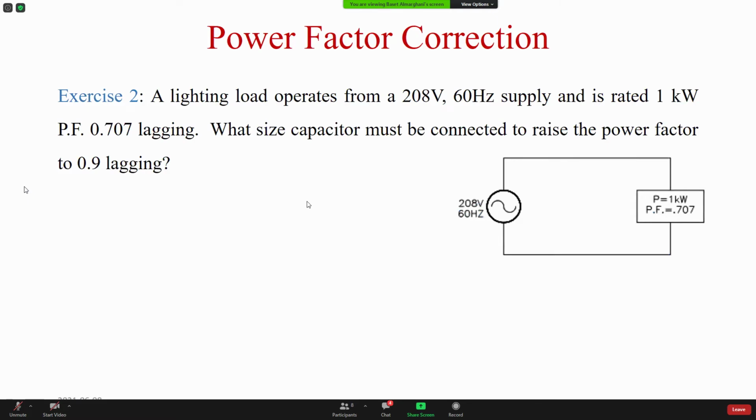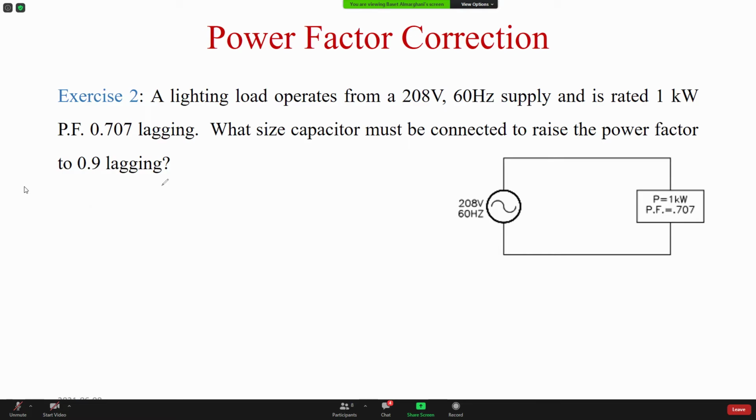Here's another thing. Now a lighting load, usually a lighting load has higher capacitance, but it's okay. So here's what we have. We have a load. This load has this power factor. They want to know what capacitor they should connect to increase the power factor to 0.9. Now lagging means we connect a capacitor.